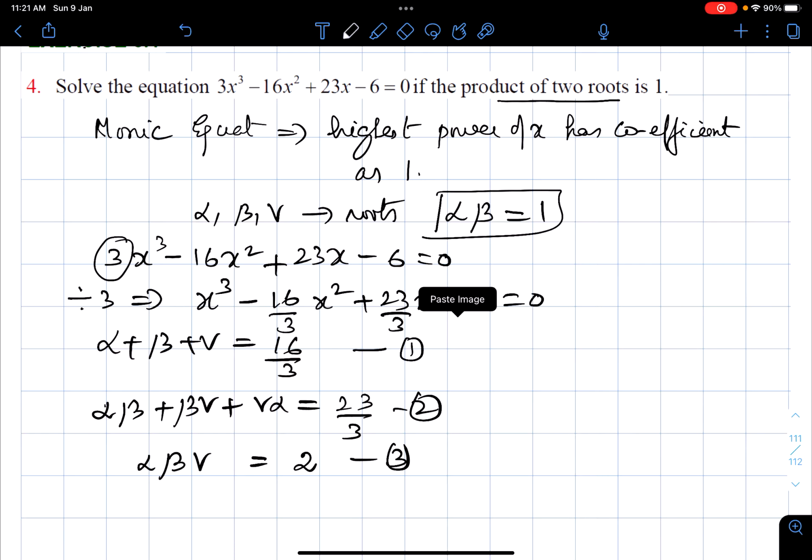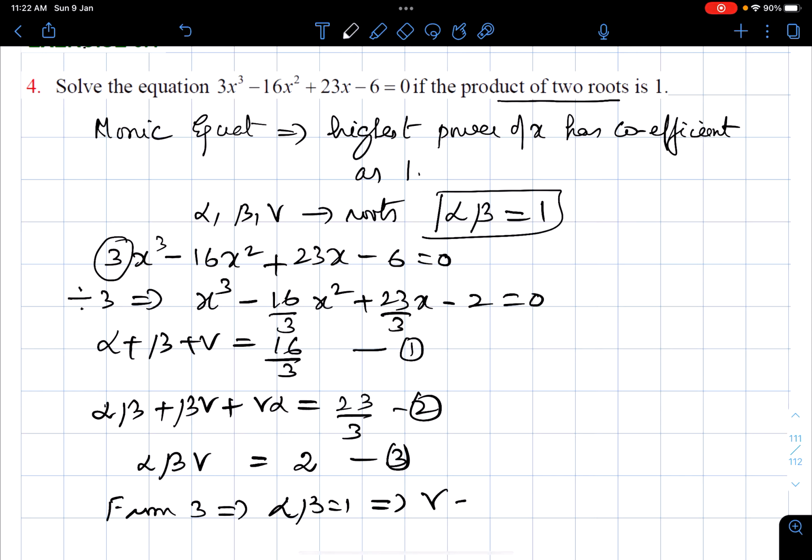And then from the third equation, you are going to substitute alpha into beta equal to 1 in equation 3, which will give you gamma equal to 2. So this is also our result. So one root we have got is 2.